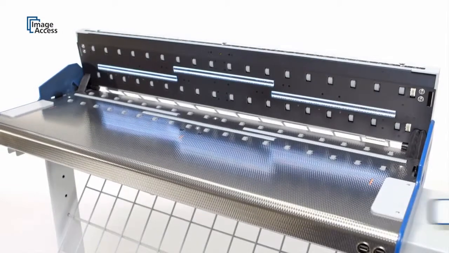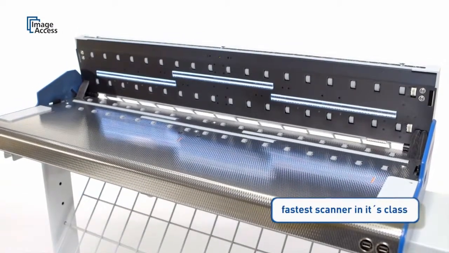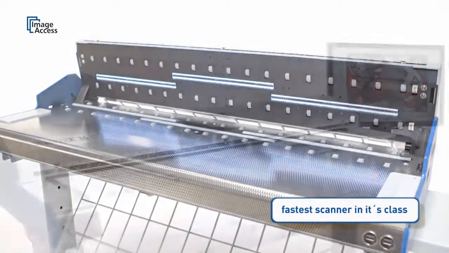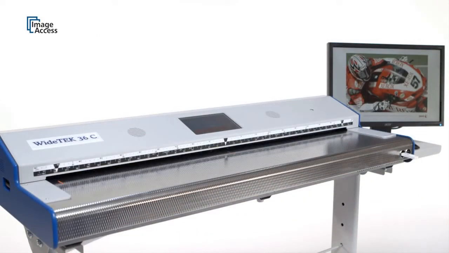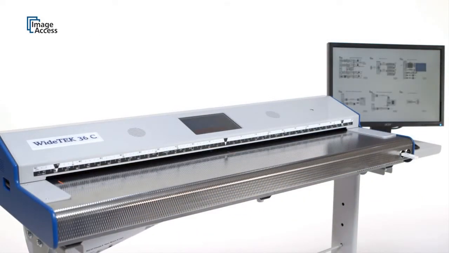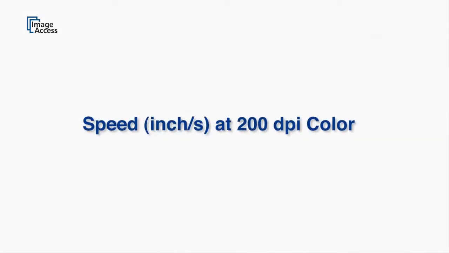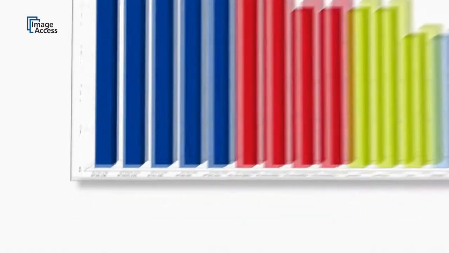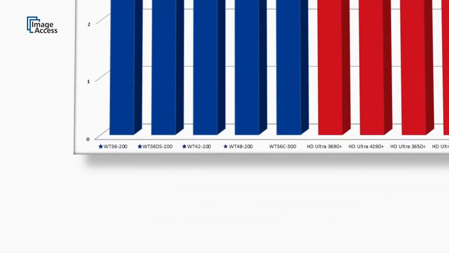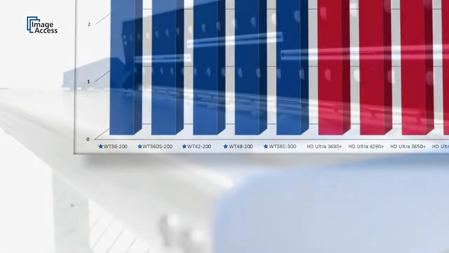The WideTEK 36C is the fastest scanner in its class, outperforming all competitors by a margin. It never stops or slows down during scanning, even at the highest color depth and document width. This diagram shows the scanning speed of the major competitors in color at 200 dpi. The five fastest scanners to the left are all Image Access WideTEK scanners.